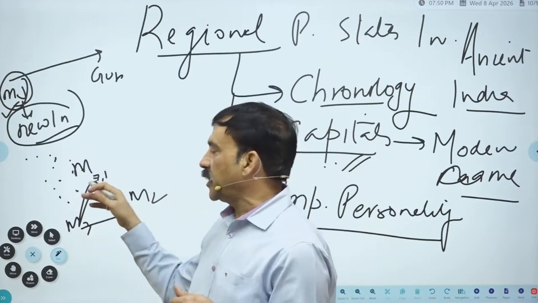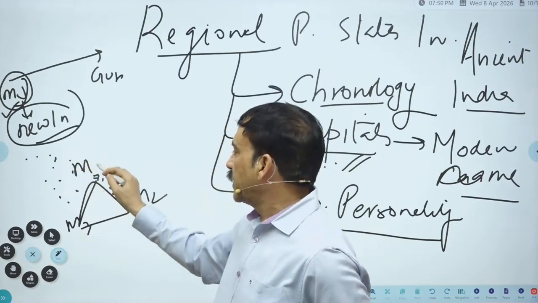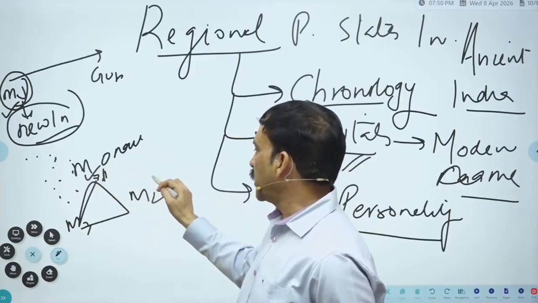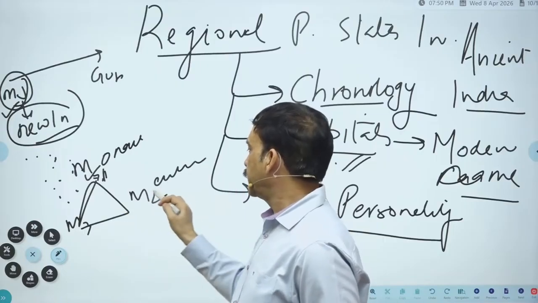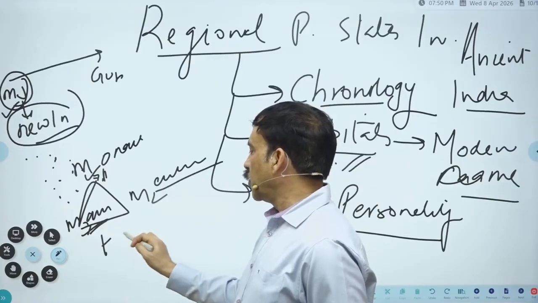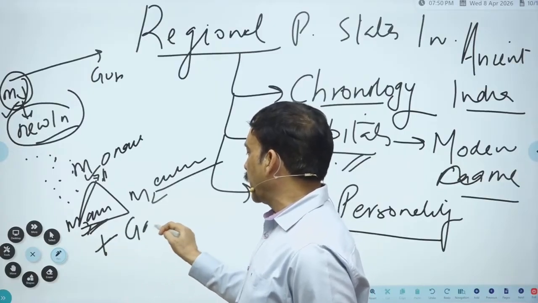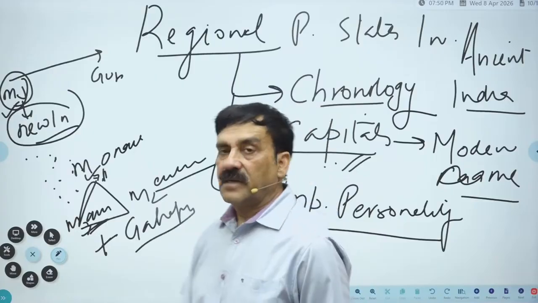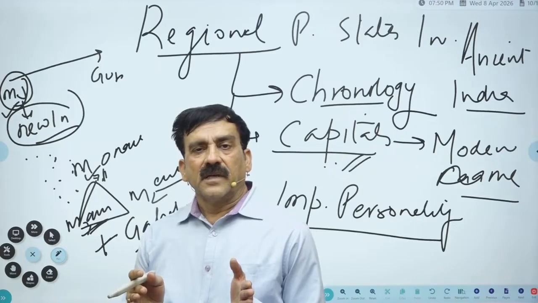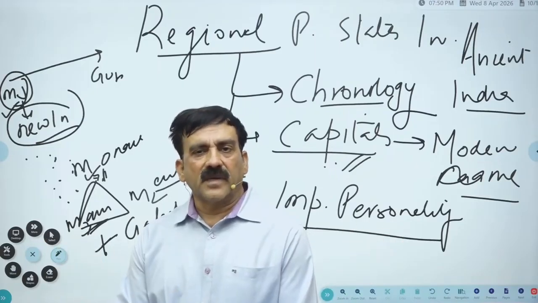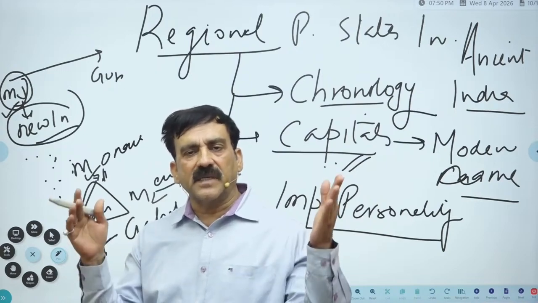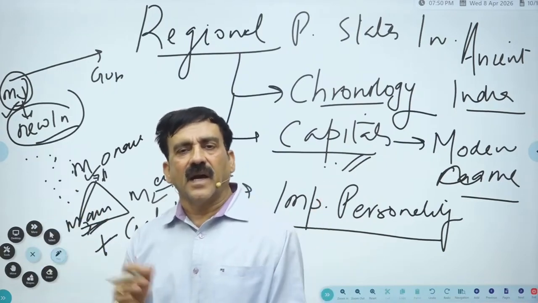The forces which shaped this Janpad period, new incarnation, are M1 means monarch, M2 means merchant, M3 means masses, and the fourth element is Gahapati, landlords. So finally, in the later Vedic period, you find this nexus was evolving, and this nexus gave birth to the territories and states and the mighty empires, which are called Janpadas and Mahajanpadas.